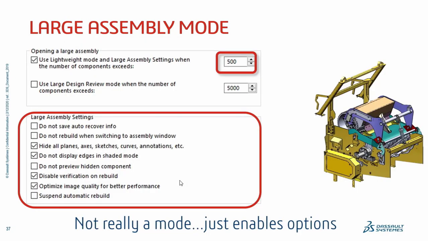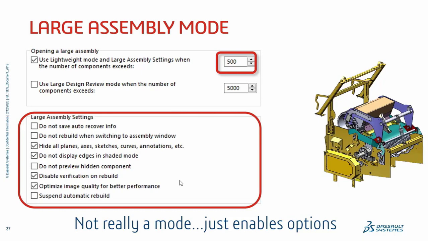You can also set the large assembly mode. If you want to automatically open the files in particular modes, just use these system options in the assembly. For the lightweight mode, I have selected 500 components.